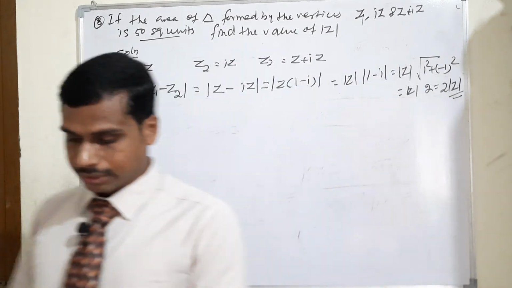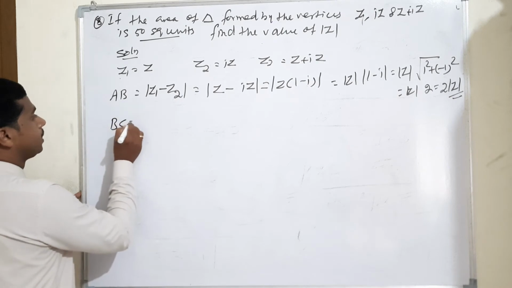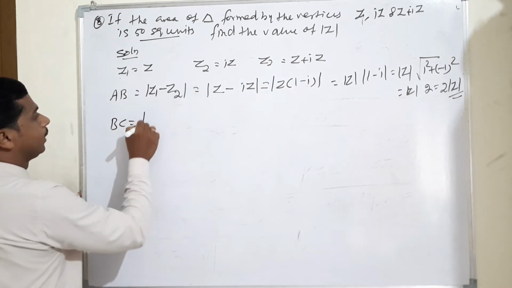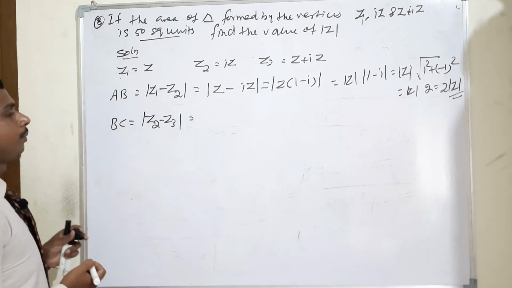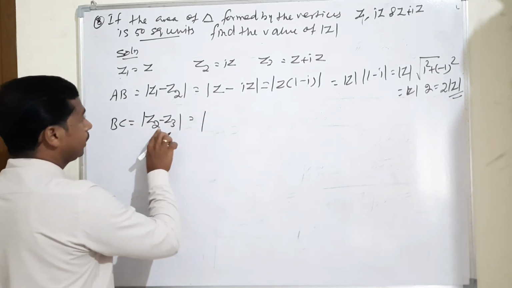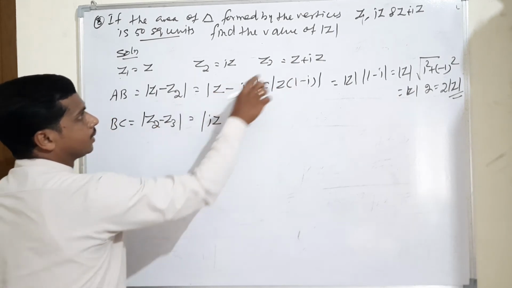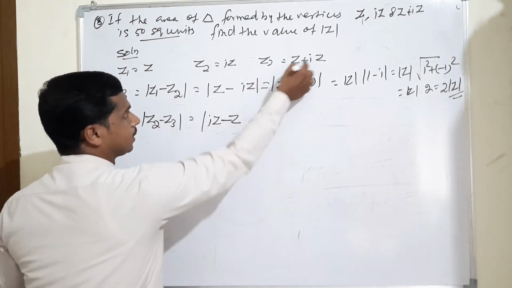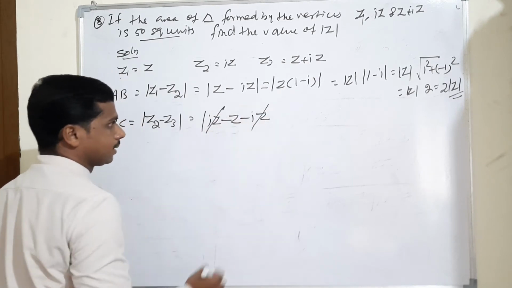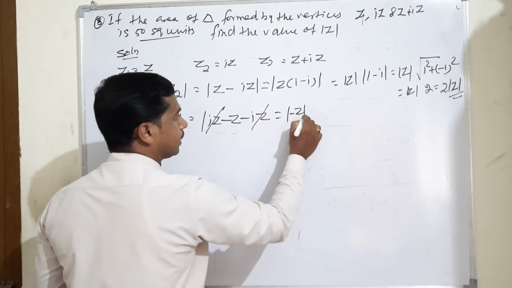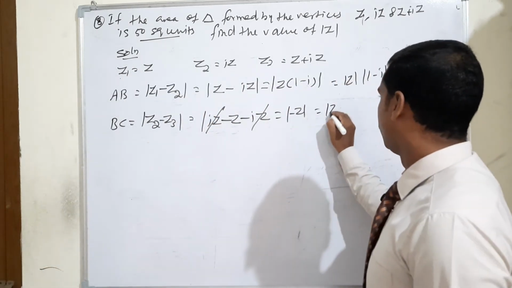Moving to the second condition, BC. So BC is again modulus of Z2 minus Z3. Z2 is equal to iZ. Each and every time the minus sign changes the signs: plus Z becomes minus Z, plus iZ becomes minus iZ. So plus iZ minus iZ cancel, and only minus Z is there. If you remove the modulus, the negative is also cancelled. So only mod Z will come.